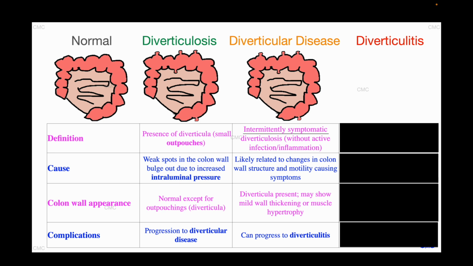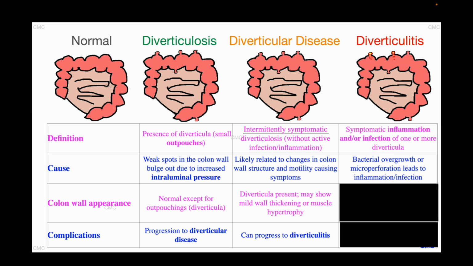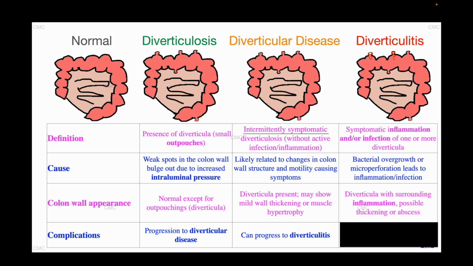So, last but not least, diverticulitis is when one or more of these diverticula, these outpouches, becomes inflamed and or infected. And your patients with diverticulitis will be very symptomatic due to a number of reasons, such as bacterial overgrowth within these pouches or microperforations, because further increased pressure within the lumen causes significant inflammatory changes to take place. And this can cause very severe complications such as abscess formation, fistulas, bowel obstruction, and even perforation.